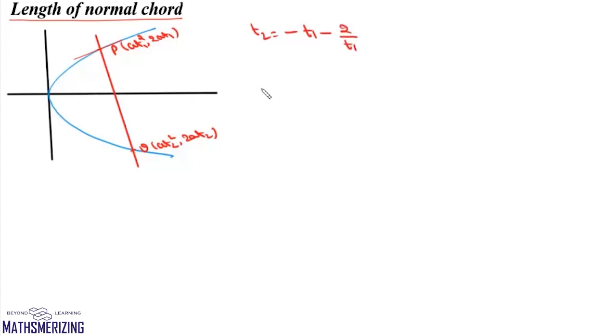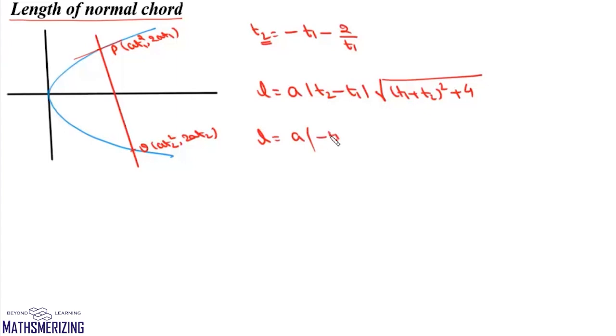We know that the length of any chord of a parabola is a, and then mod of t2 minus t1 and under root of (t1 plus t2) whole square and then plus 4. Now what we'll do is we'll replace this value of t2. So we'll write everything in terms of t1. So we can write this length L as a, and then we'll write minus t1 minus 2 upon t1 minus t1, and here it will be t1 plus t2, so it will be 4 upon t1 square and then plus 4.